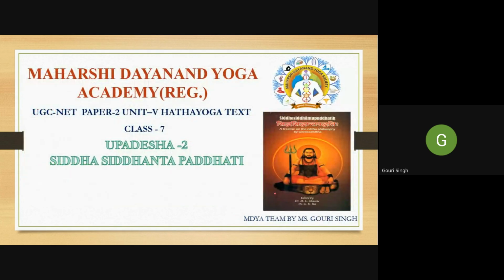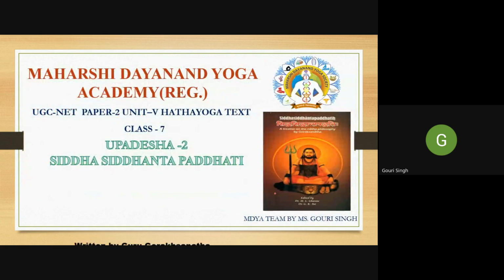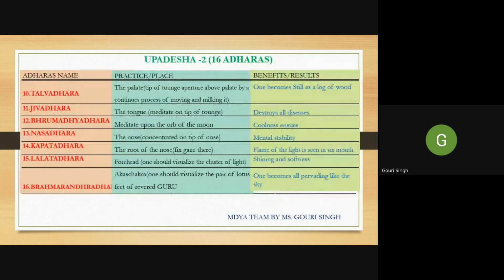The next we discuss till this 9th. So today we are going to discuss our next, the 10th one. The Adhara name is Talva Adhara. So it is your palate area. The tip of the tongue aperture above the palate by a continuous process of moving and milking it. It is talking about the pure Khechari Mudra.